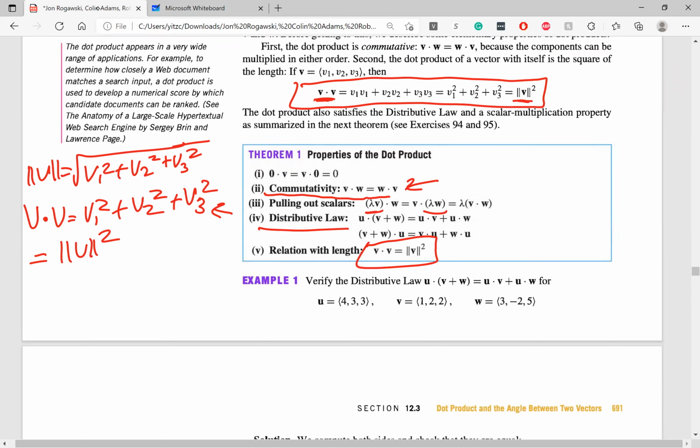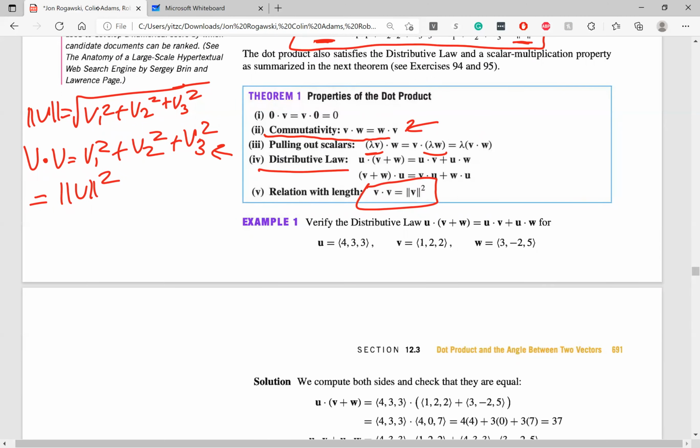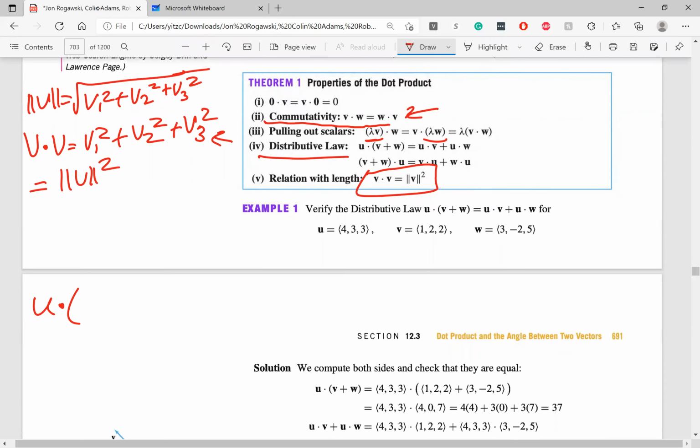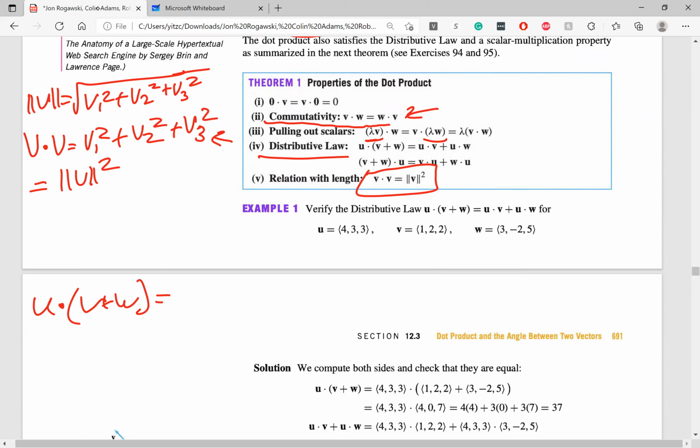So they ask us to verify the distributive rule with this u, v, and w. So what is u dotted with v plus w? Well, let's start by figuring out what v plus w is. v plus w is going to be 1 plus 3, which is 4, 2 minus 2, which is 0, and 2 plus 5, which is 7. So that's our v plus w.